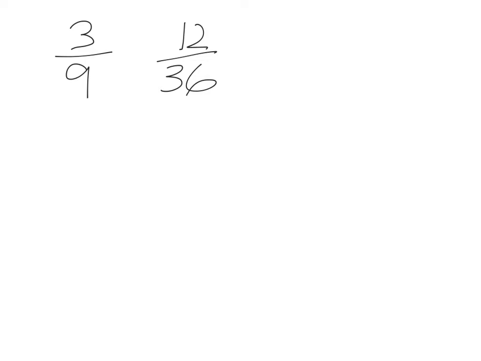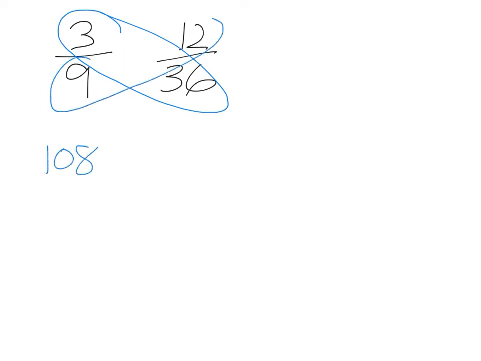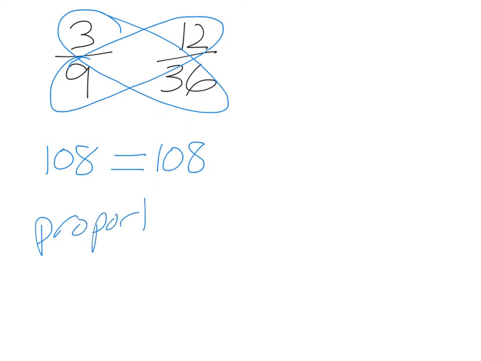Now, there's a few ways we can look at it. I could reduce each of those ratios to see if it's proportional or not. Or I could do this little trick that I have, and it goes like this. If you cross multiply, so 3 times 36, and 3 times 36 is 108, and cross multiply this way, so we're kind of making a little x there, 9 times 12, I also get 108. And because 108 equals 108, these two are proportional.